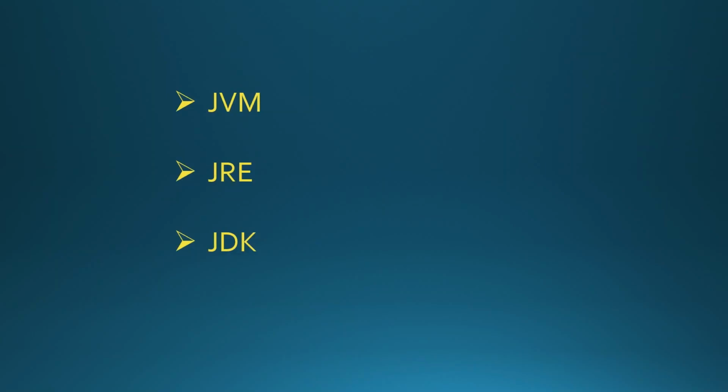In the last session, we wrote our first Java program, Hello World. So today we are going to learn about JVM, JRE and JDK, the three core components of Java that make everything work behind the scenes. Don't worry, I will explain everything in a simple and beginner friendly way.